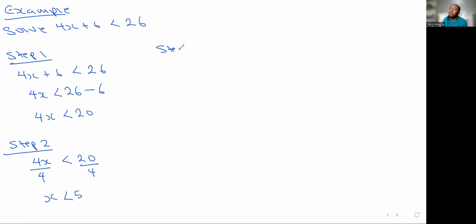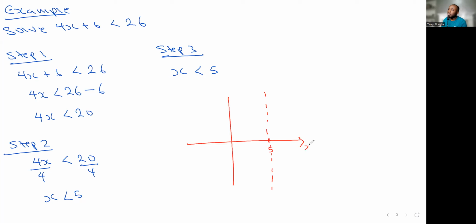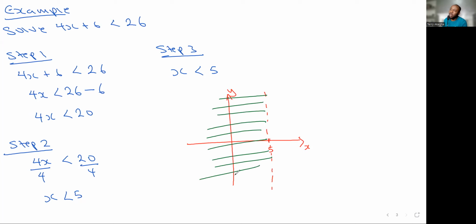So step 3, x will now be less than 5. Just in case you are being asked to sketch your solution, you can sketch this. We've talked about this before. So if this is 5, because it's less than, you're going to put a dotted line. And this is x, and this is y. Less than, I told you, you have to shade to the left of the line. So that means for this one, this is where the answer is.